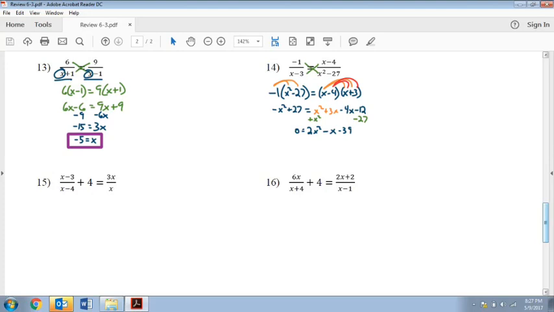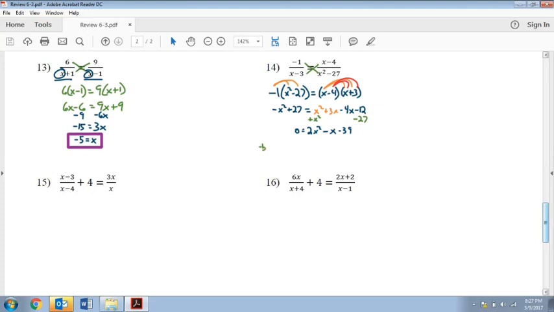Wow. I don't think this is factorable. So I'm just going to go ahead and use my quadratic formula. Remember your quadratic formula. And here we go.